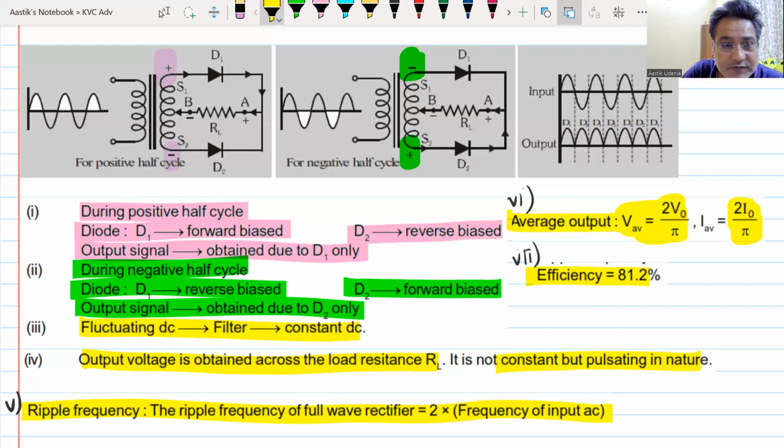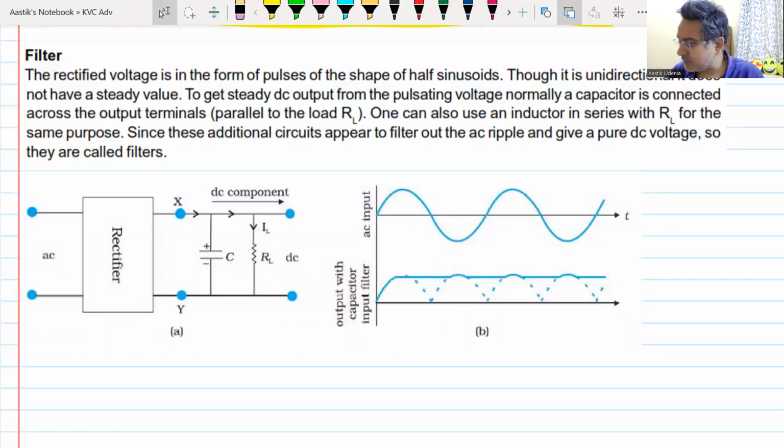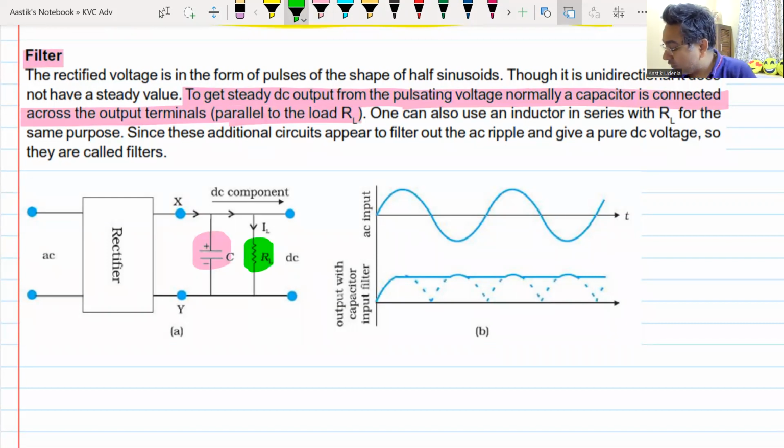Yes, sir. I'll give you a minute to note this down. Since I used the word filter there, what is a filter? Basically, the output that you get is a combination of AC plus DC. To get a steady DC output from the pulsating voltage, a capacitor is connected across the output terminals. You can see a capacitor here which is connected across the load. You can also use an inductor in series with the load, but here we have shown it with a capacitor.